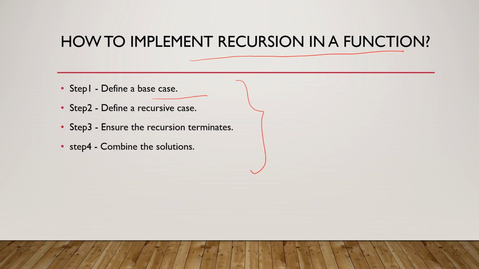The second step is define a recursive case, which means define the problem in terms of smaller subproblems. Break the problem down into smaller version of itself and call the function recursively to solve each subproblem. The third step is that ensure the recursion terminates. That means make sure that the recursive function eventually reaches the base case and does not enter an infinite loop. And the last step is combine the solution, which means that combine the solutions of the subproblems to solve the original problem. These are few steps in order to implement recursion in a function.